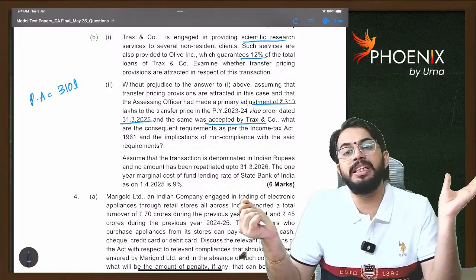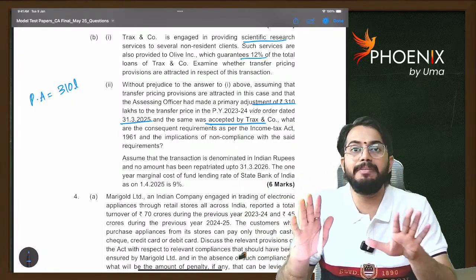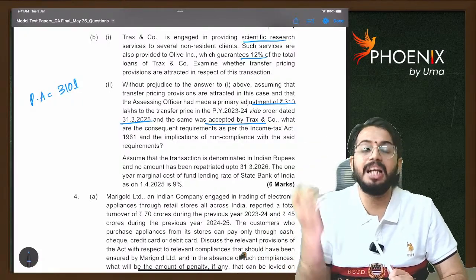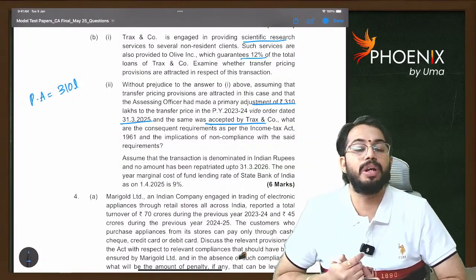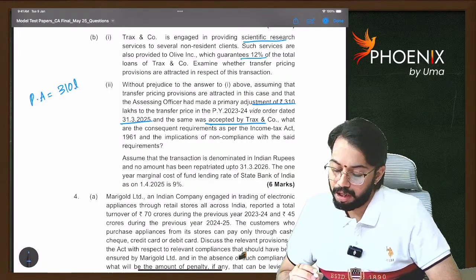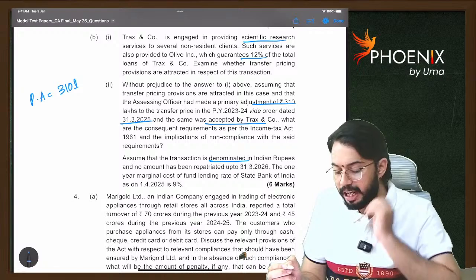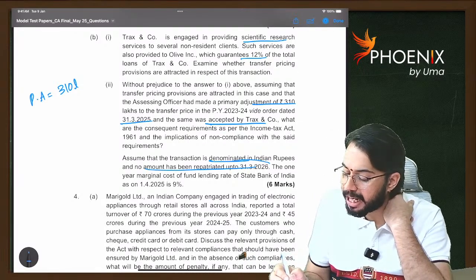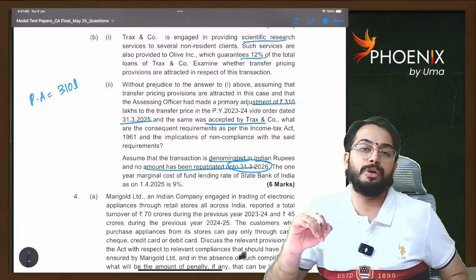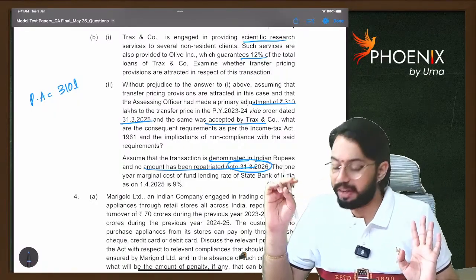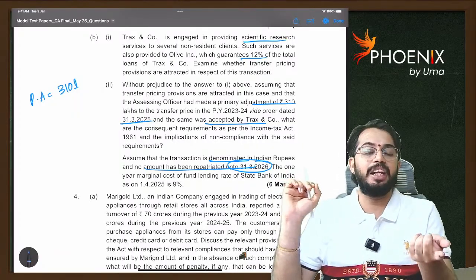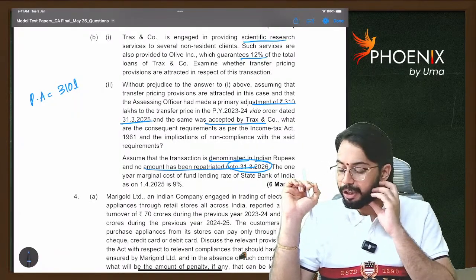If 310 lakh rupees is not brought into India, it will be deemed as a loan given to the associated enterprise, and every year interest income will be calculated. Such interest income will be included in the total income of Trax, which we discussed in TP provisions. Assume the transaction is denominated in Indian rupees and no amount has been repatriated till 31st March 2026. Actually, within 90 days, money should be brought into India, but no money was brought within 90 days. Now, what is the consequence? Every year, interest income will be calculated till the time that amount is repatriated to India.